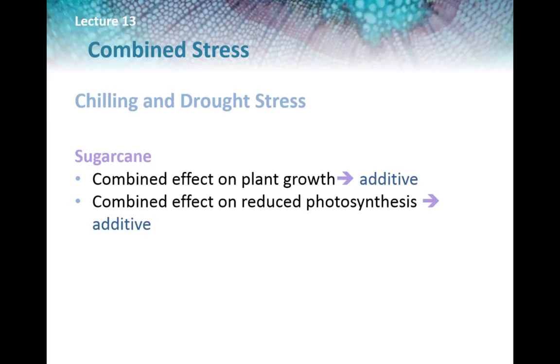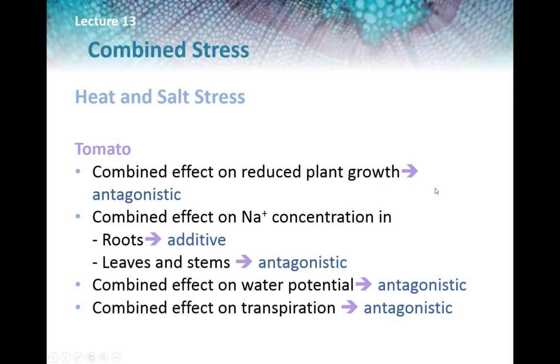The reduced photosynthesis caused reduced plant growth. Shoot, root, and total dry matter production showed a decrease when subjected to water deficit either alone or combined with low temperatures. Compared to the reference condition, the combination of cold and drought reduced the total dry mass by 37%. Now let's have a look at heat and soil stress. The combined effect on reduced plant growth was antagonistic, since growth rate reduction in salinity was much higher than it was in heat alone or in heat and salinity combined.